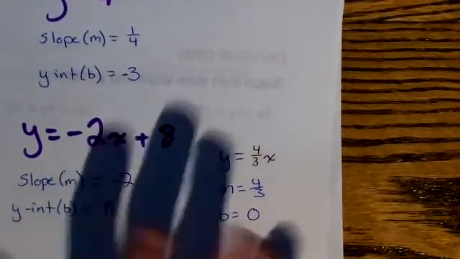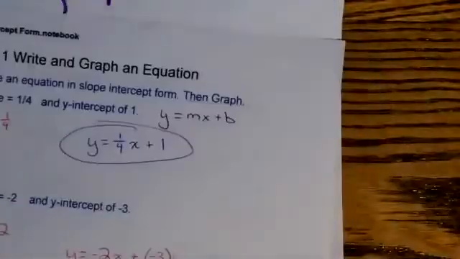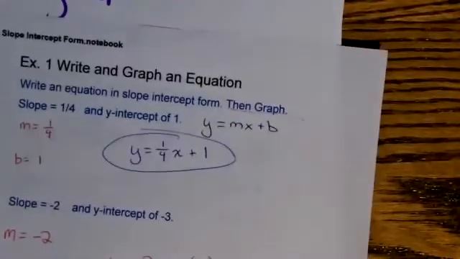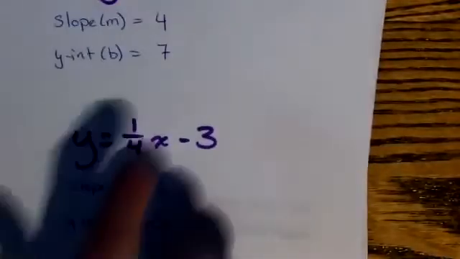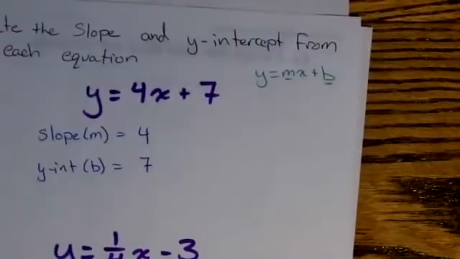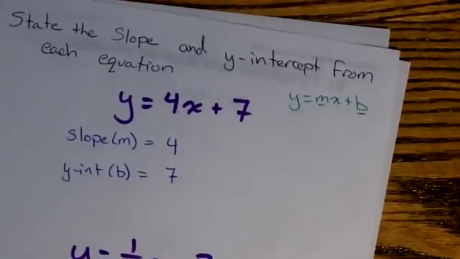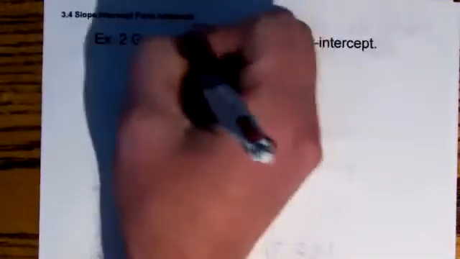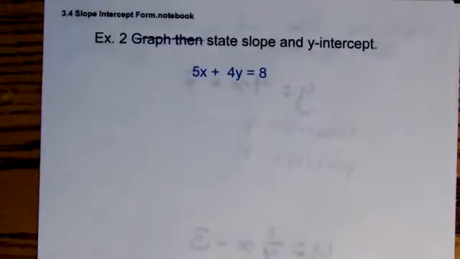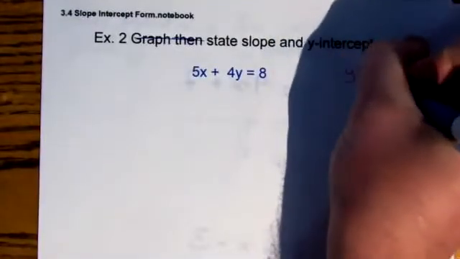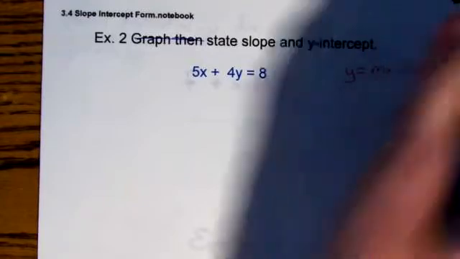All right, so we learned how to write an equation in slope-intercept form, given slope and y-intercept. We learned how to take an equation and identify our slope and y-intercept. And I'm going to throw one more tricky thing at you here. It's a lot of similar things. We're not going to graph yet. We're just going to state our slope and y-intercept. Well, this isn't in the y equals mx plus b form. Remember, we want it in y equals mx plus b.